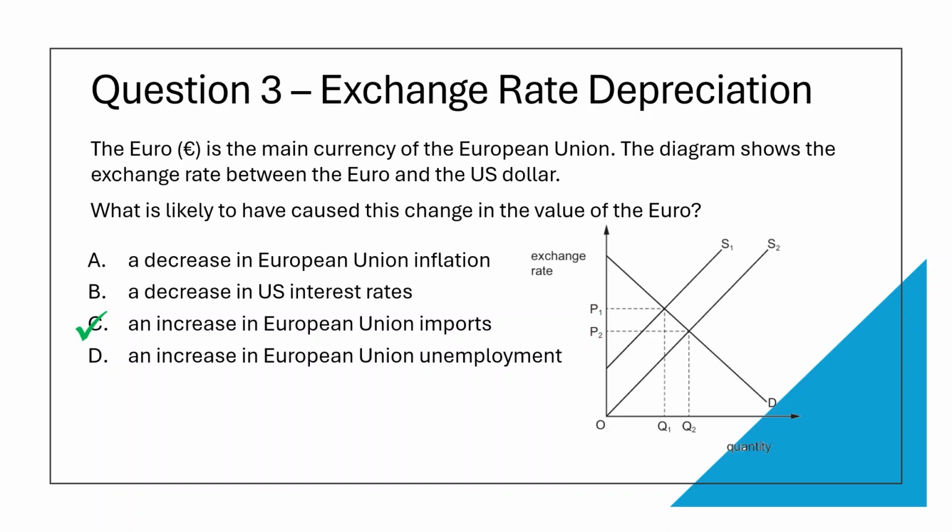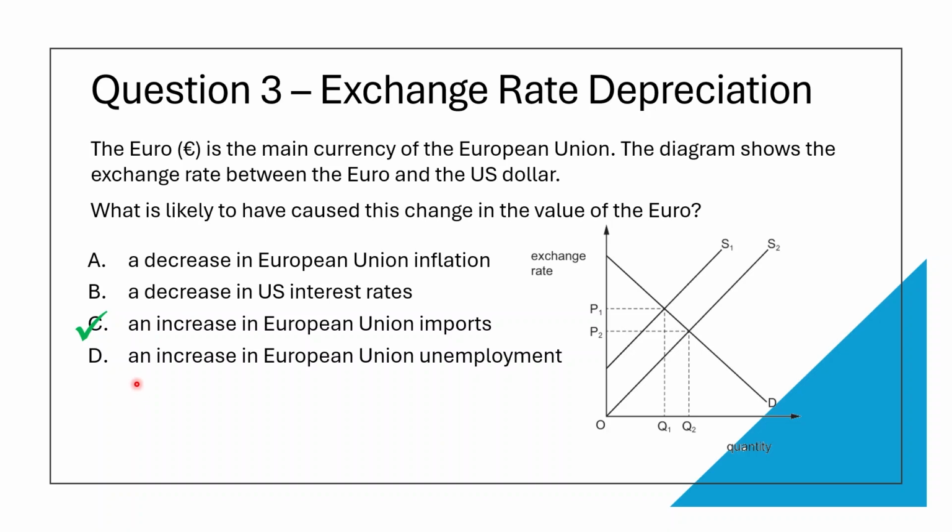Now let's also look at other options. A decrease in EU inflation makes European Union goods more competitive. So exports increase and demand for euros rises. This would actually cause the euro to appreciate, not depreciate. A decrease in US interest rates makes the US less attractive to investors. So funds may move to the EU, increasing demand for euros. This would also cause the euro to appreciate and not depreciate.